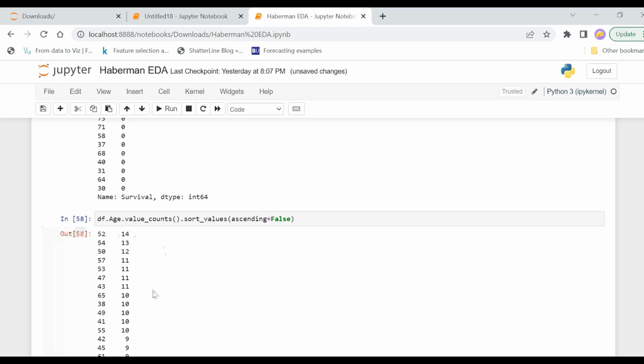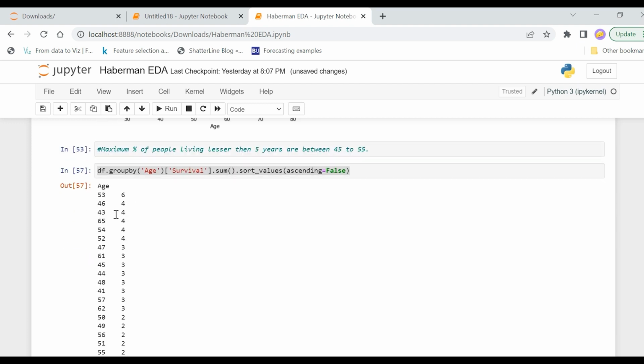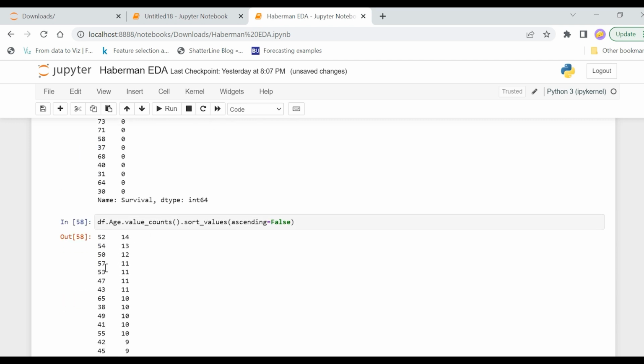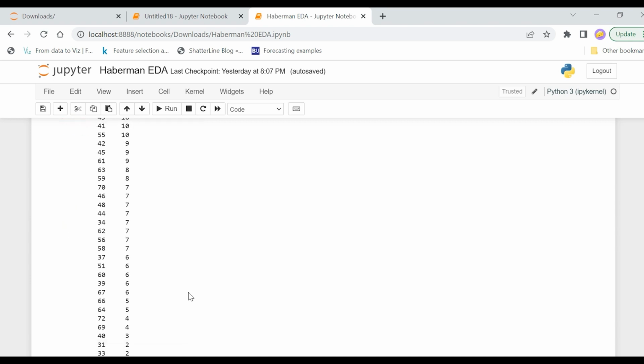When I use this, so there are 14 people of age 52. Now let me see 53. Because here the highest is 53, so 6, and here 53 is 11. So 6 out of 11. It is more than a 50% chance that a 53-year-old person will live lesser than 5 years. But again, I don't want the number, I just want the number bracket because the data set is small.